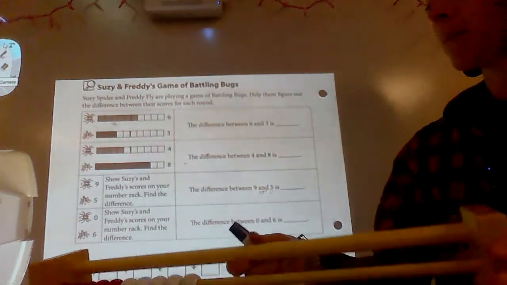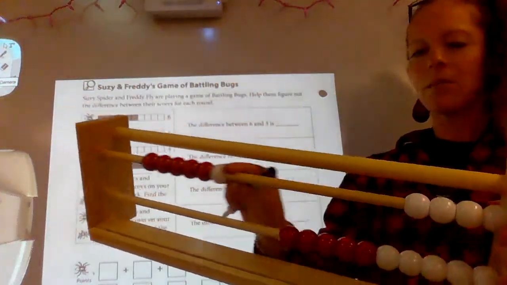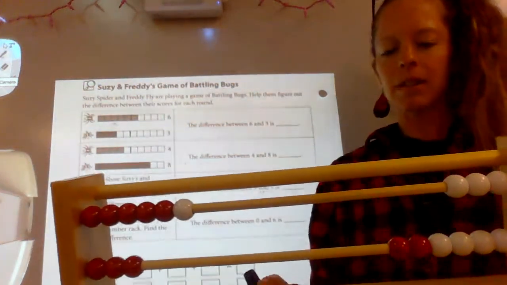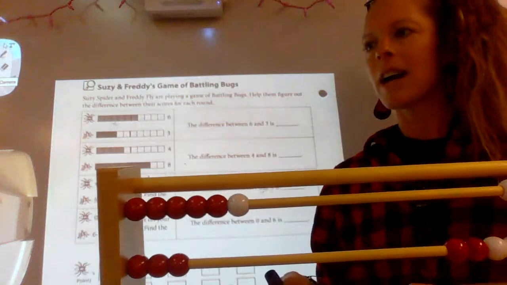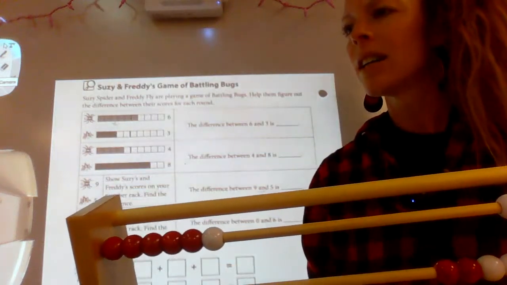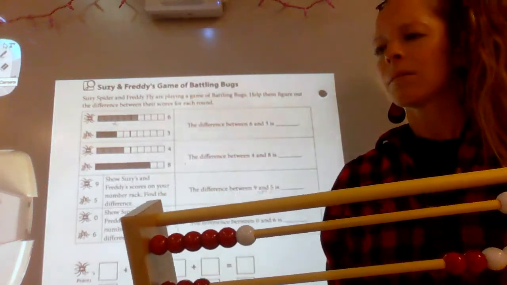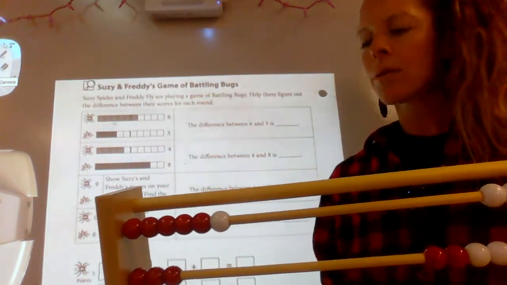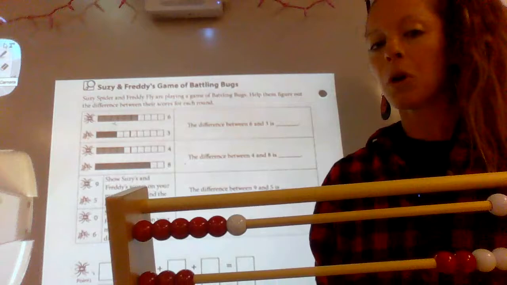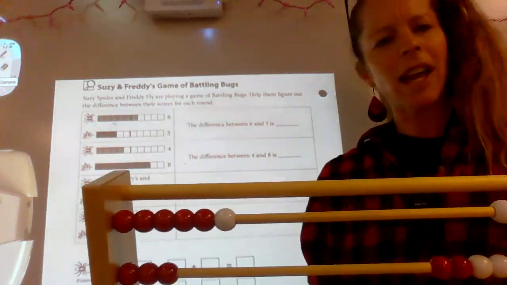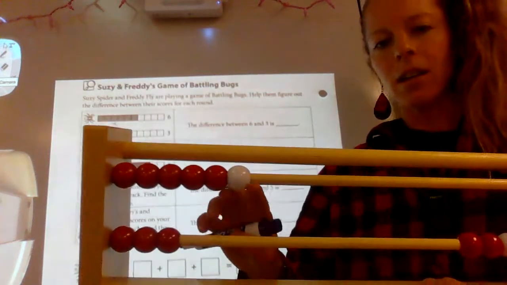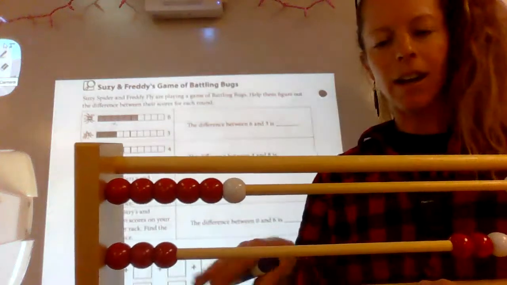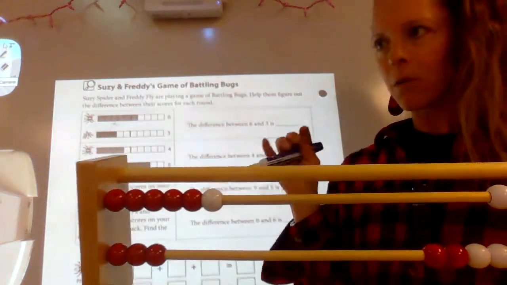I can use my bead rack also to show it a little more clearly. The difference between 6 and 3 is what? Well, some of you might say, just go 3 minus 6. And some of you might be saying, no, you can't do that. You can't take 6 away from 3 because there's not enough there. You have to do it the other way around.